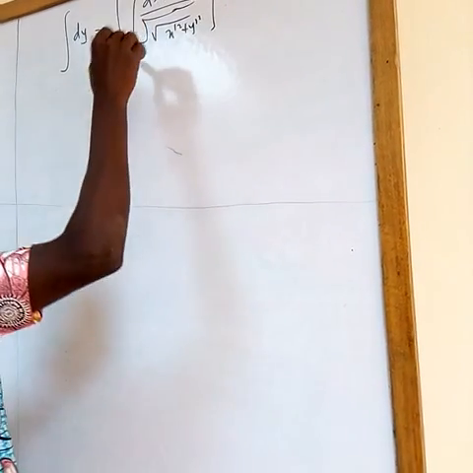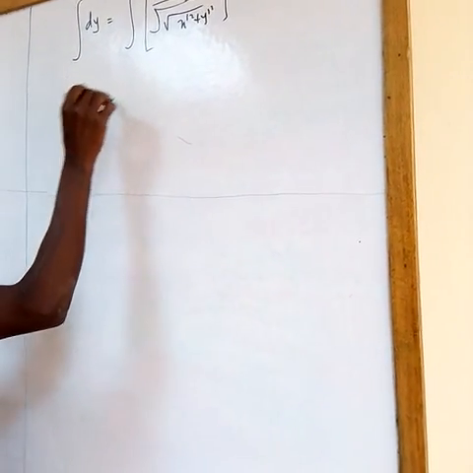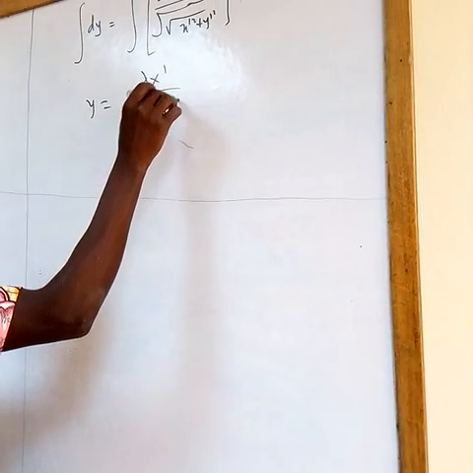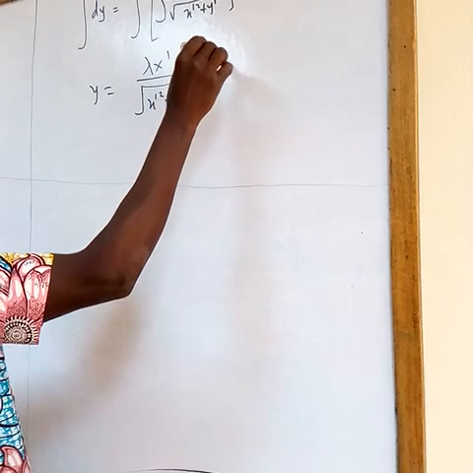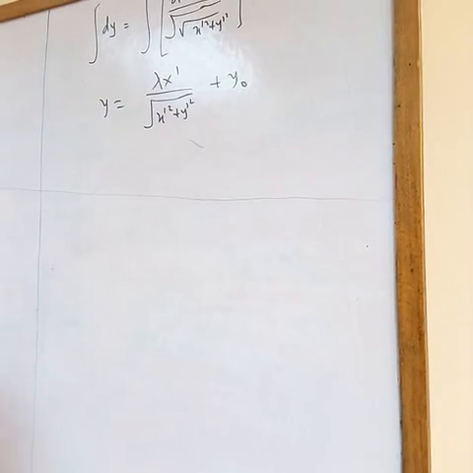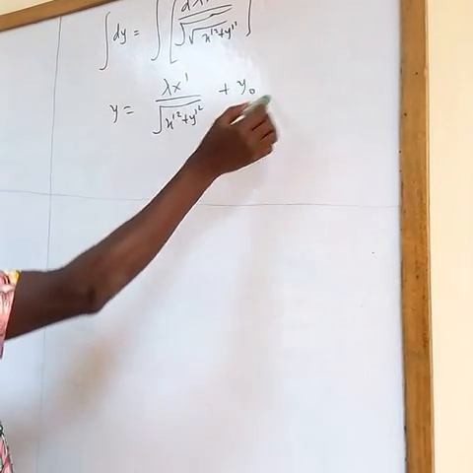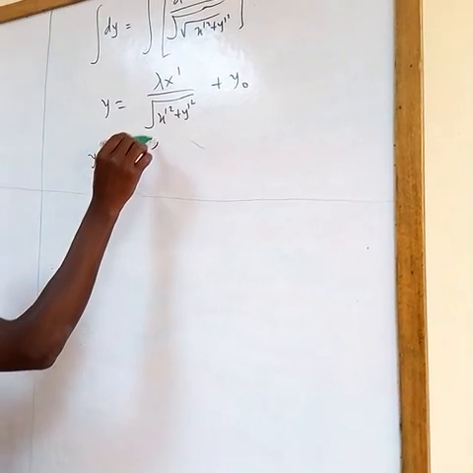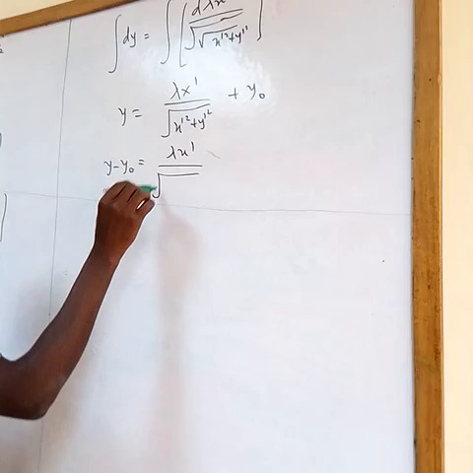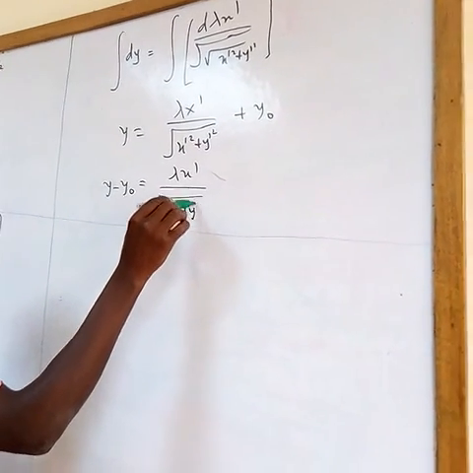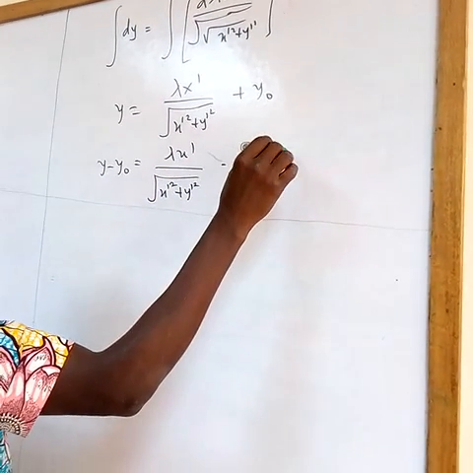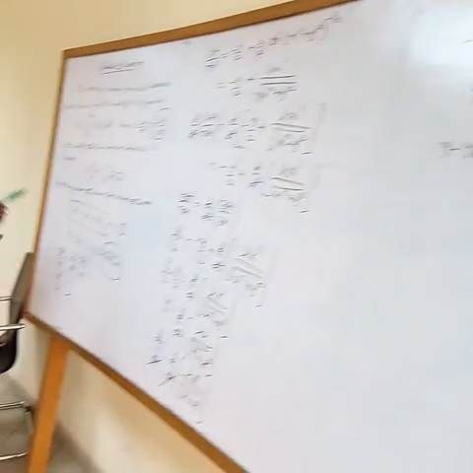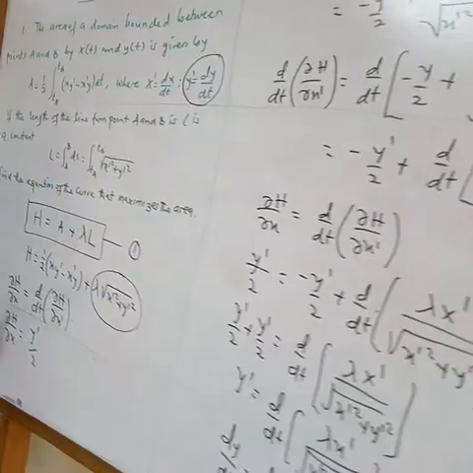By the time we integrate this, what we are going to have will just be y is equal to lambda x prime against square root of x prime squared plus y prime squared plus y naught, which is the constant of integration. So by the time we transfer this to the other side, what are we going to have? We are going to have y minus y naught is equal to lambda x prime against square root of x prime squared plus y prime squared. Let's label it as equation 2. So we are done with y. So we are done with x, which is variable x.